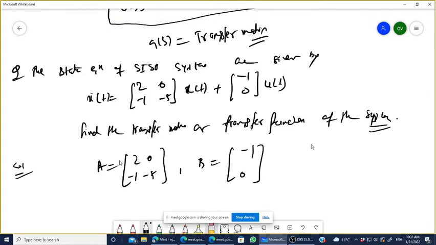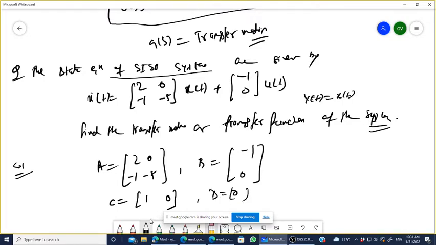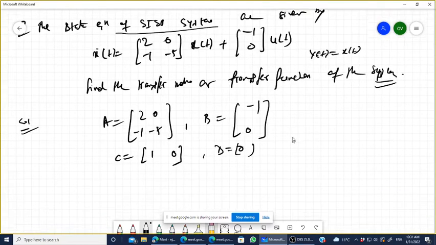What is the C matrix? Let us assume for some time that y is equal to x1(t) plus... so the C matrix is assumed to be [1 0] because it is a SISO system, and D is 0. The D matrix is 0. Based on this, you can calculate.